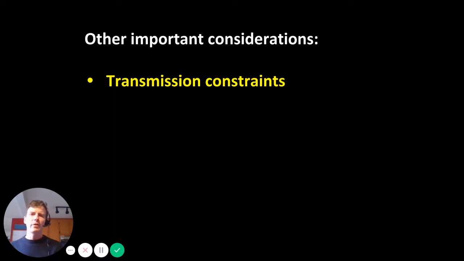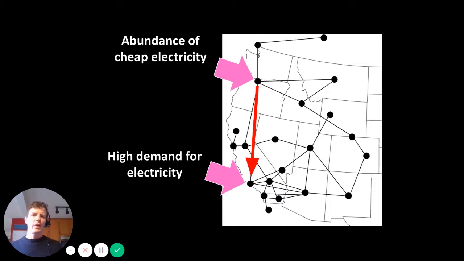Okay, so let's think about a couple other considerations that might be important to include when we are scheduling power plants in order to meet electricity demand. And the first one is transmission constraints. So let's say we have a network, a system of connected nodes and transmission lines. And you could think about the nodes as places where people are demanding electricity, as well as places where power plants are that could be producing electricity.